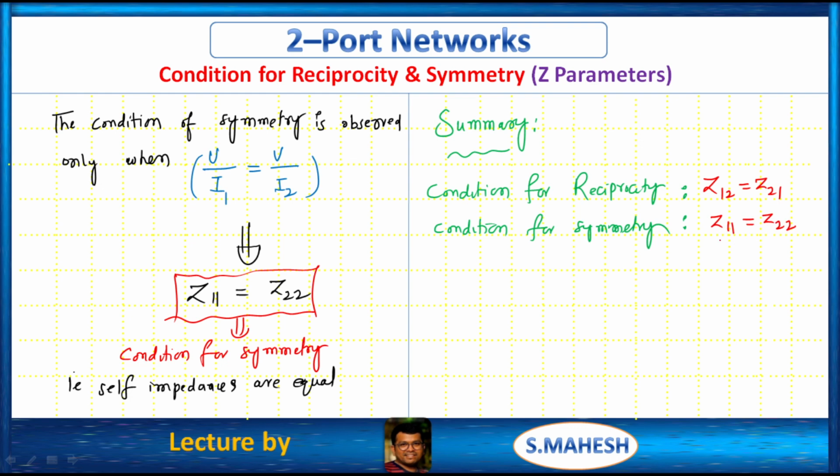So simple. To get reciprocity, first we short circuit the output port, and we can get I1 by V2. Second case, next we short circuit the input port, that is I2 by V1. That's it. Then we can get the condition of reciprocity. Like that, to get symmetry, we provide equal voltage by open circuiting the second port in the first case, and open circuiting the first port in the second case. Then we can get the condition for symmetry. That's all for reciprocity and symmetry for Z parameters.